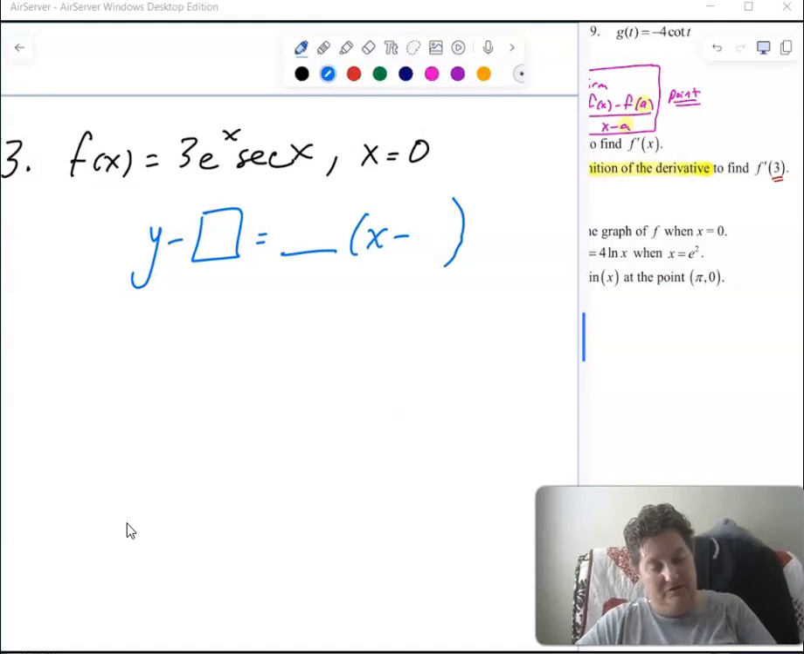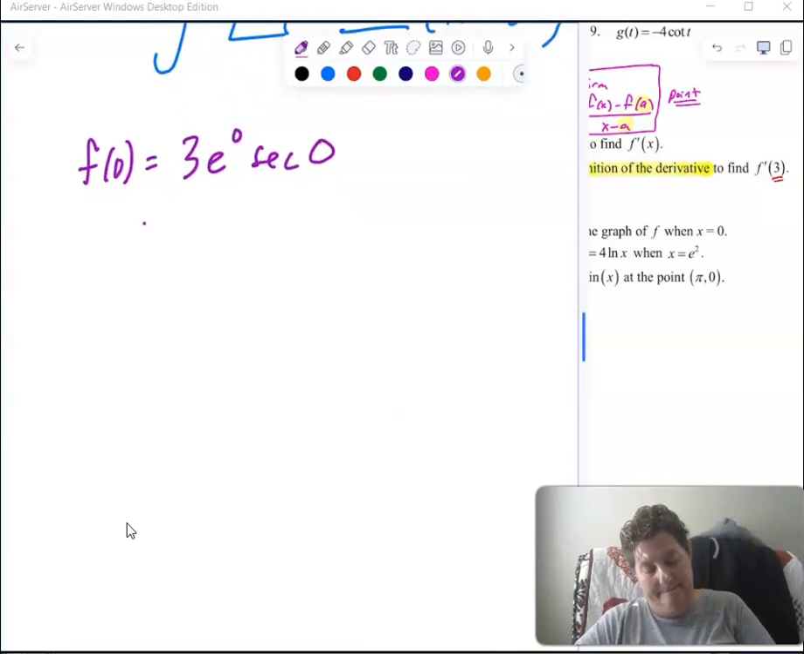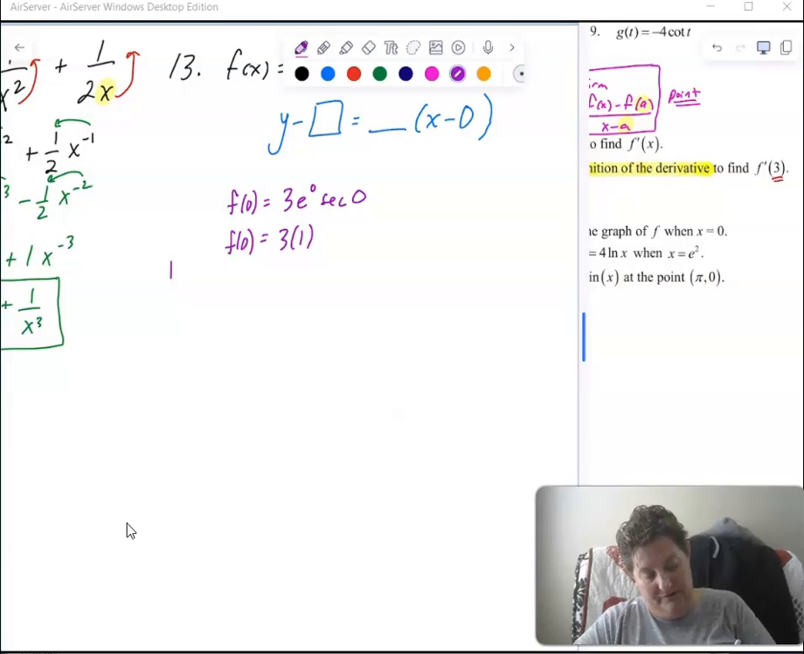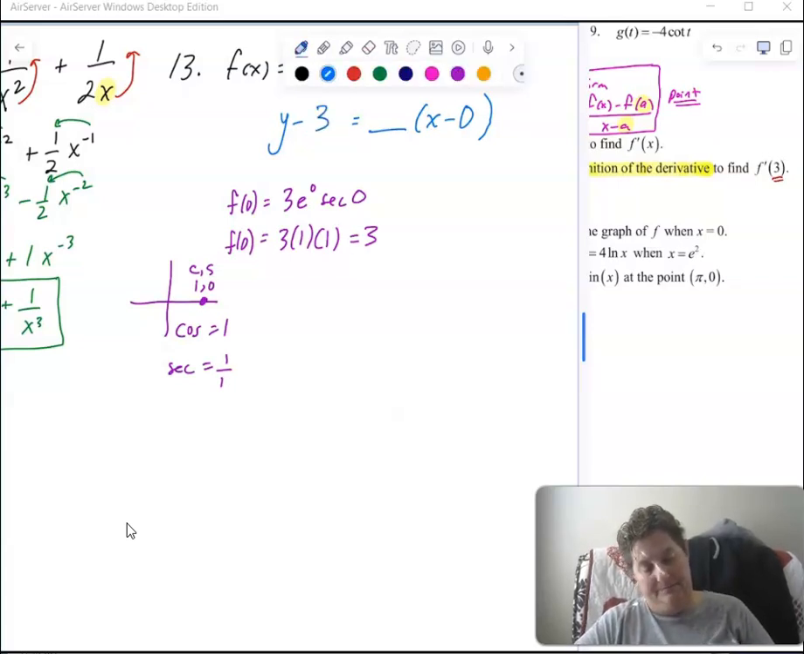Well, first of all, the x coordinate is 0. That was given to me. The y coordinate I can find out by plugging 0 into this equation. That's going to give me 3e to the 0 secant of 0. We know anything to the 0 is 1. Then as far as secant of 0, guys, you need your unit circle chart for that. But basically at 0, we know it's the point 1, 0. So we know secant is 1. So f of 0 is 3. And that's what I'm going to put here. Okay?